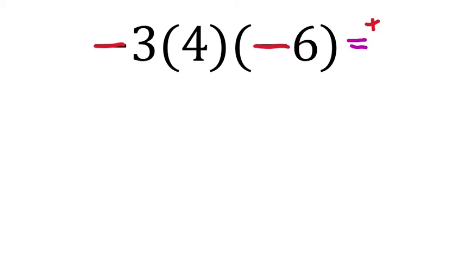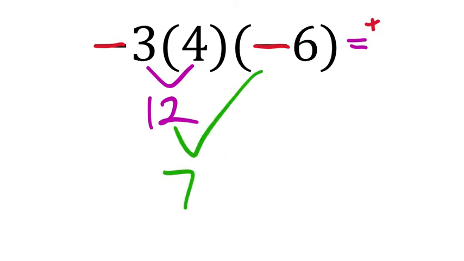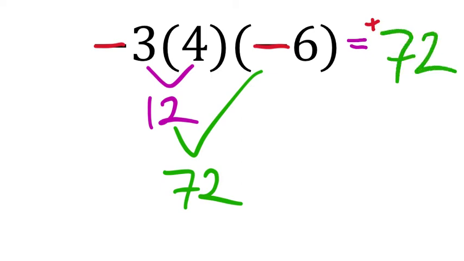Then I operate from left to right. So 3 times 4 is 12. Then I'm ignoring the negatives, and then 12 times 6 would be 72. So my final answer is positive 72. I think I can do better than that. Not always, but sometimes. And there's my positive 72.